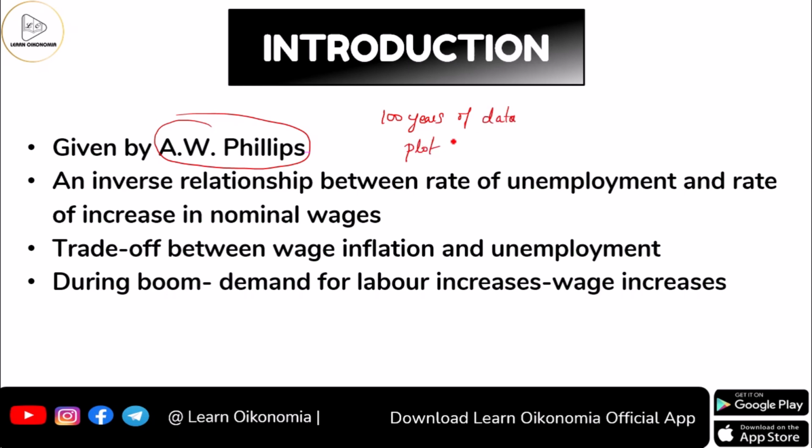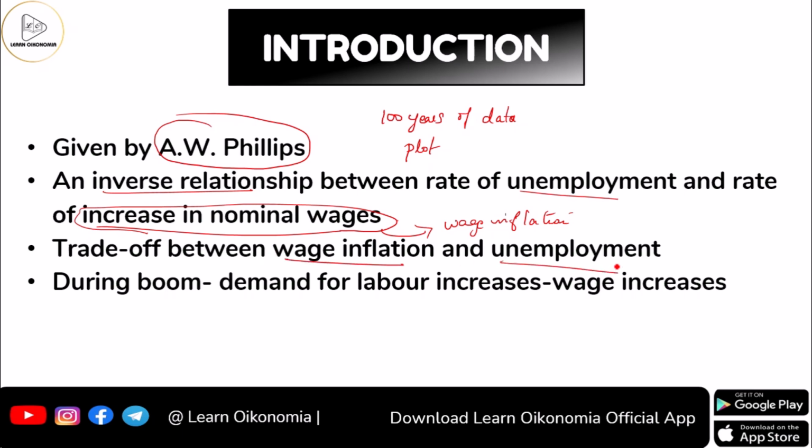And when he plotted this, he could find an inverse relationship between two things. The first thing is unemployment. The second thing is increase in nominal wages. And this is something that you can call as the wage inflation. So what we could conclude from this is that when Phillips was using 100 years of data, he could find a trade-off between wage inflation and unemployment in the economy.